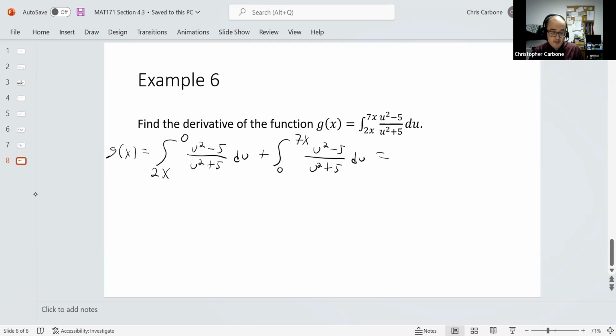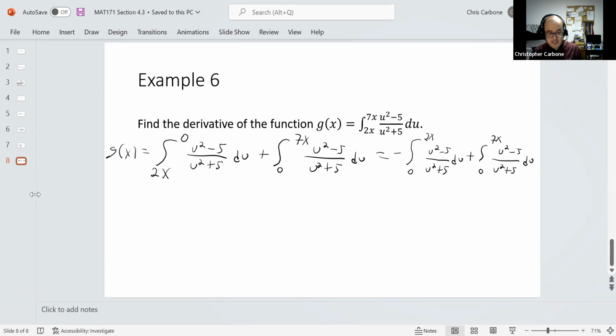And we can flip the integration bounds by making this first integral the negative of the integral from 0 to 2x of u squared minus 5 divided by u squared plus 5 du, plus the integral from 0 to 7x of u squared minus 5 divided by u squared plus 5 du.